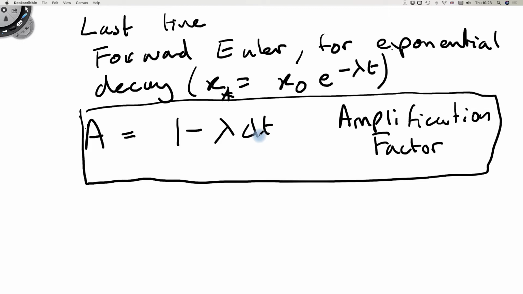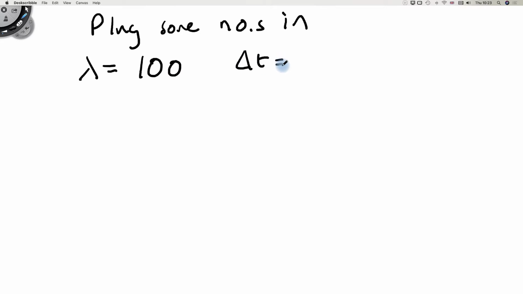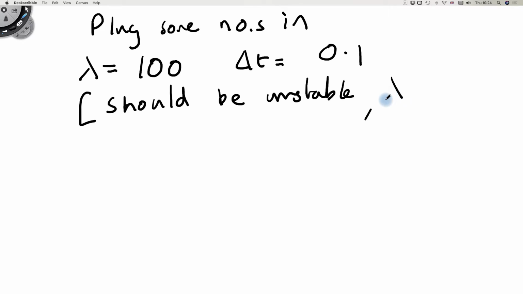But what I want to do now is just plug some numbers in, to give you another angle on this result. So let lambda equal 100, delta t equals 0.1. This should be unstable, because lambda delta t is 10, so it's clearly greater than 2. So it's in that category of instability where the solution oscillates and just grows with time.